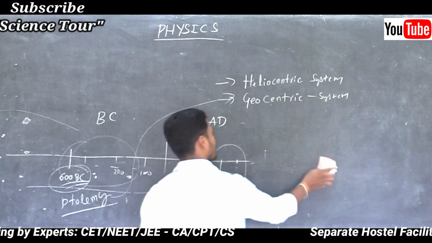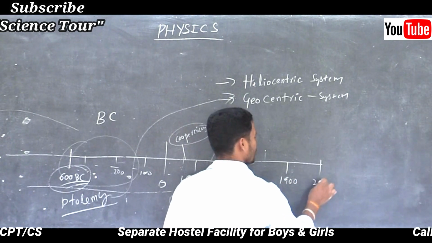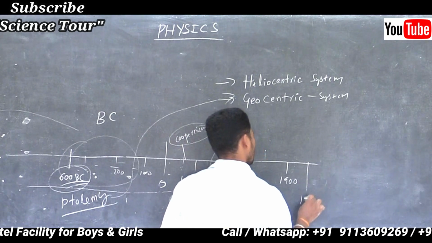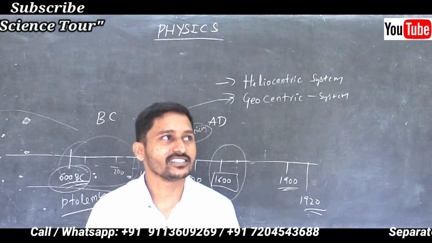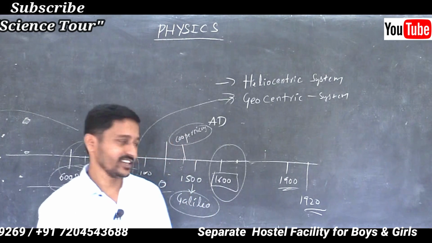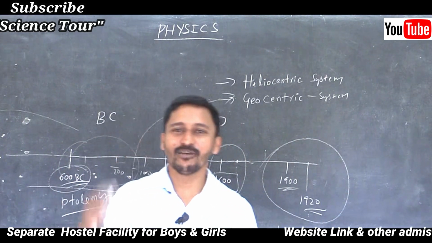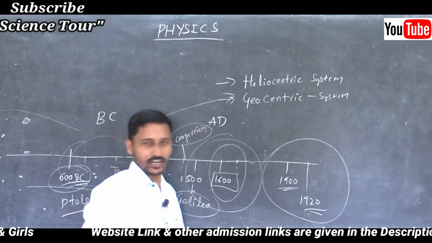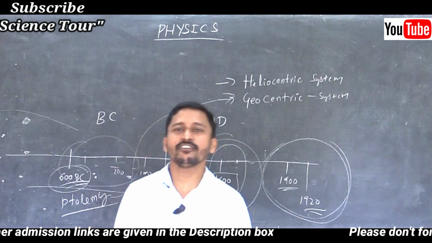And after that, what happened? In the 19th century, around 1920, we got one more genius, nothing but Einstein. He gave a lot of theories, and after that modern physics started. At the beginning I told you about modern physics and classical mechanics. This is the time classical mechanics developed, and this is the time modern physics developed, and today we are dealing with modern physics.